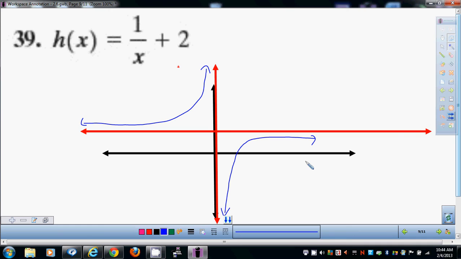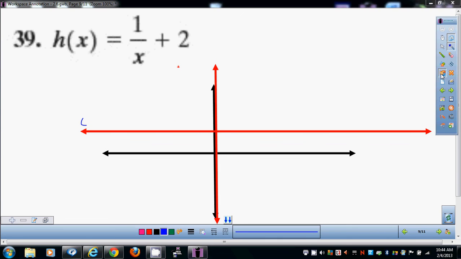Oh yeah, it's completely backwards actually. Thank you. I was thinking negative 1 over x. Wow, that's not good. Thank you, Martha. Yes. All right. There you go. Thank you.